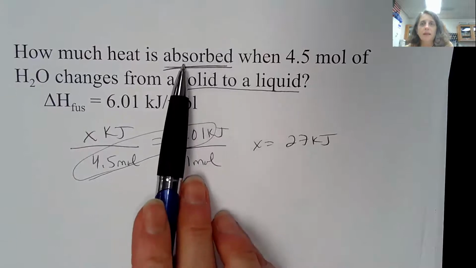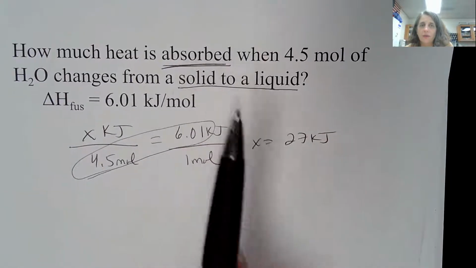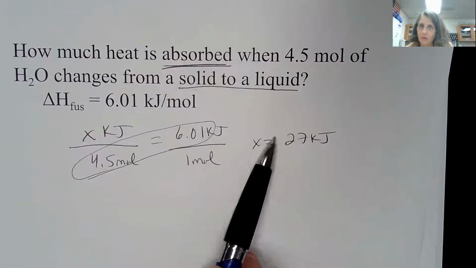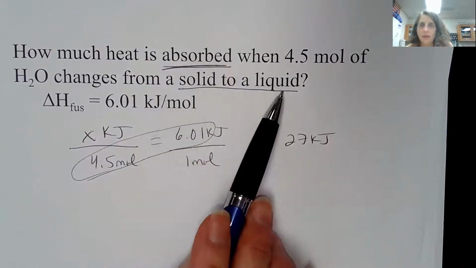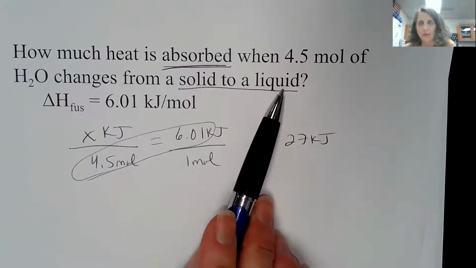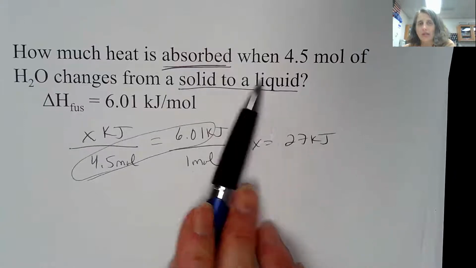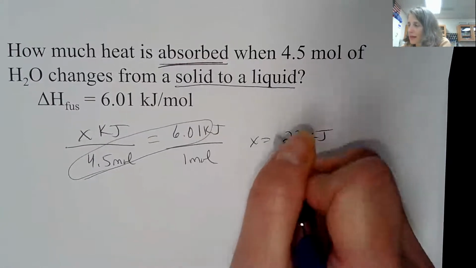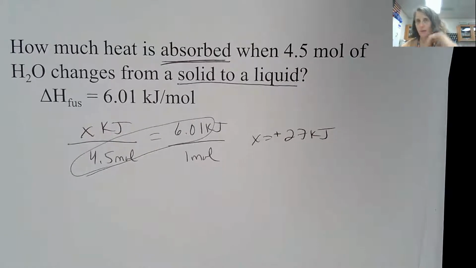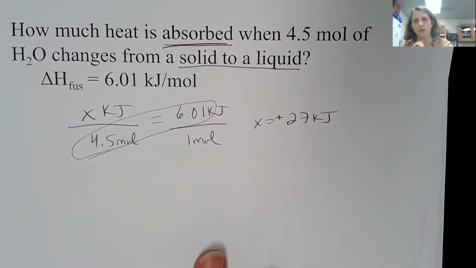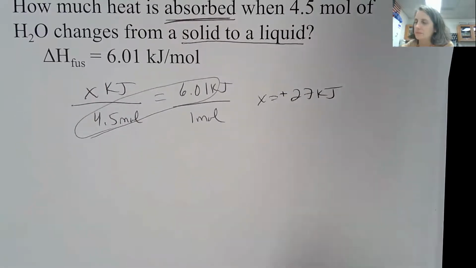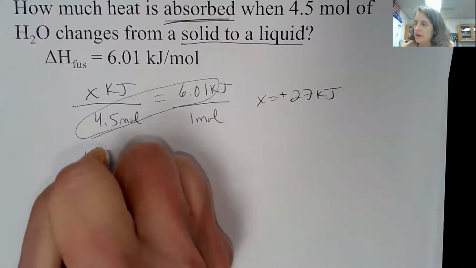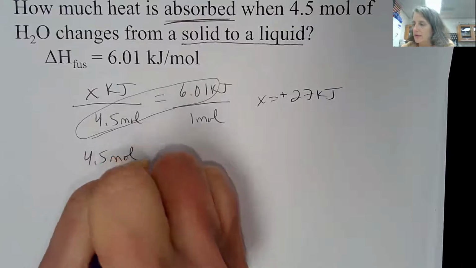Now, the key to these calculations is: is this a positive number or a negative number? Since I'm going from a solid to a liquid, I need to spread those particles out, so I have to put energy in. So when I say absorb, this must be a positive number. And you don't need to write down positive, you just need to write it normally. I'm just overemphasizing it.